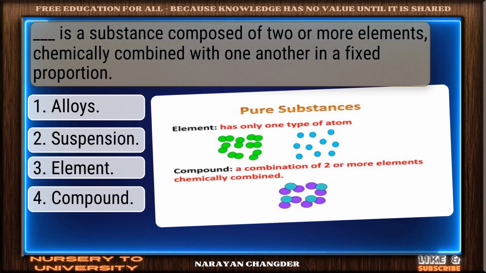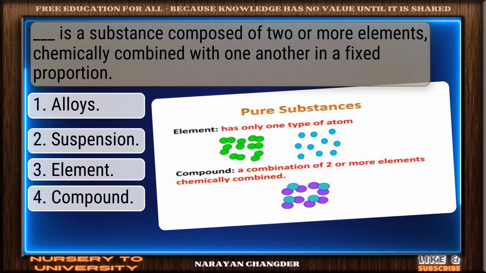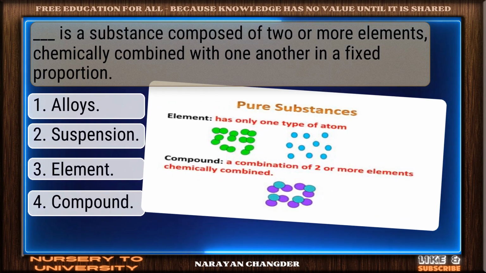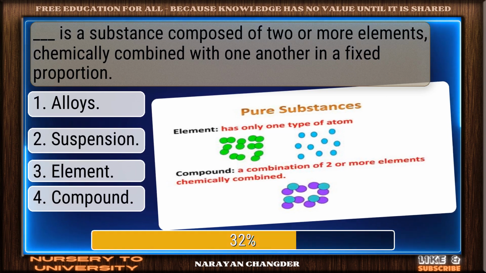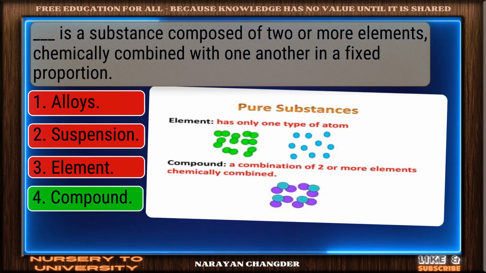Question number 27. Dash is a substance composed of 2 or more elements, chemically combined with one another in a fixed proportion. Smart pick. Compound is the correct choice.